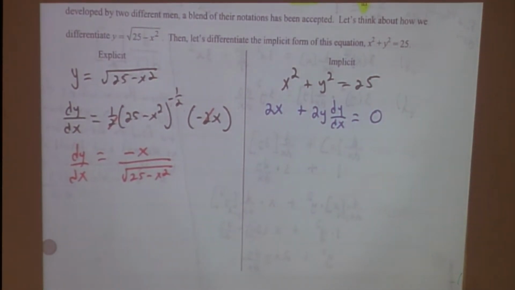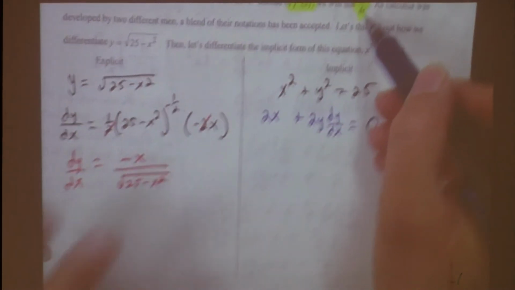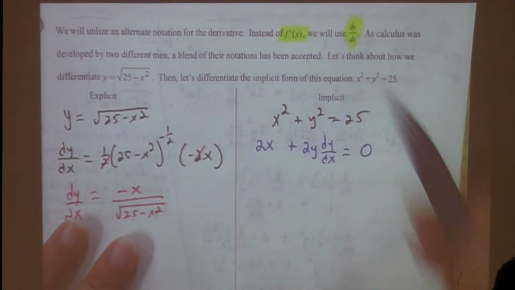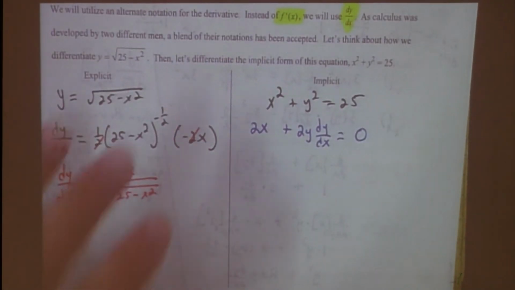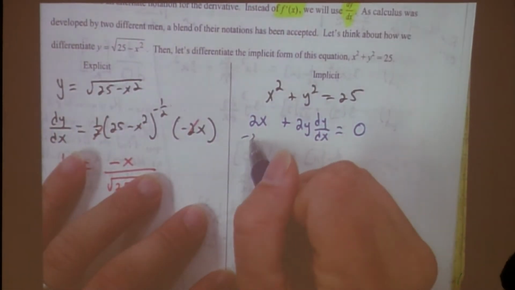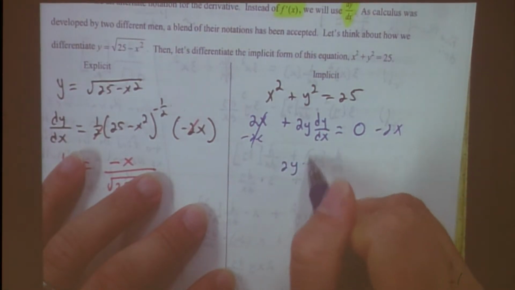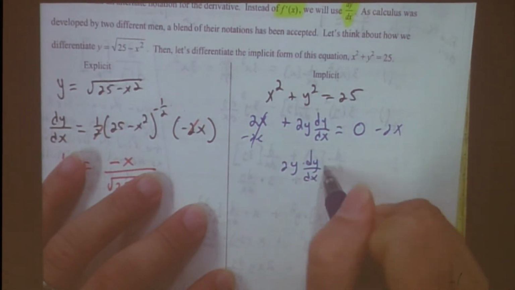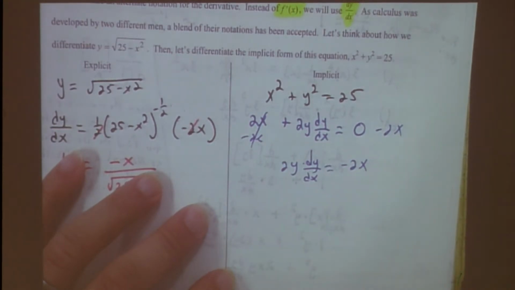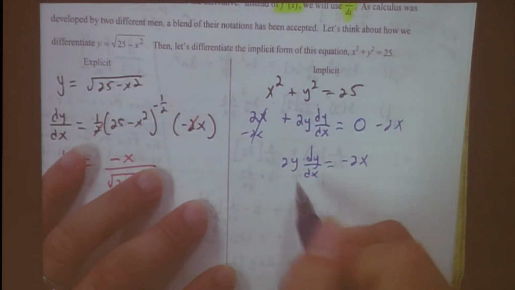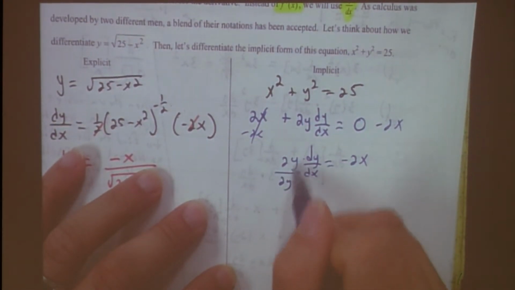Okay, so the last thing to do is to make it dy dx equals, because we ultimately want to know what the derivative is. So how could I do that? Subtract the 2x. So we have 2y dy dx equals negative 2x. Okay, and then divide by 2y.